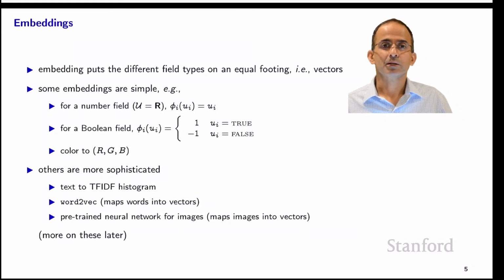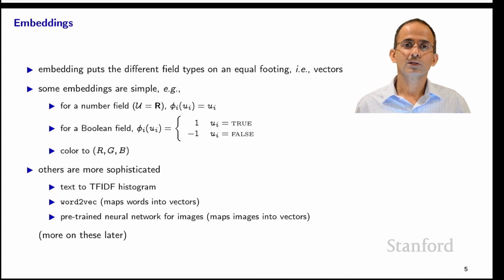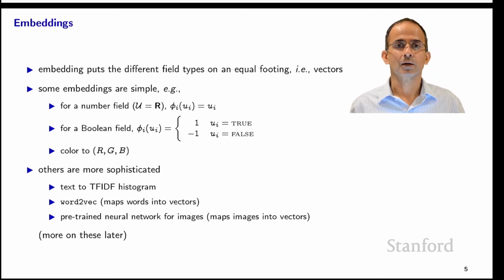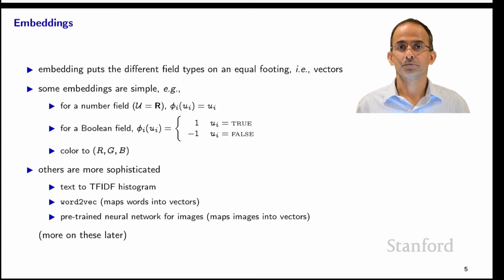The reason we do this is so that we can put all the different field types on an equal footing. They're all vectors. And some of these embeddings are very, very simple. So if the raw data is actually just a real number, such as the lot size of the house, then we might just embed it by using the identity map. We'll just embed it according to x is equal to u.